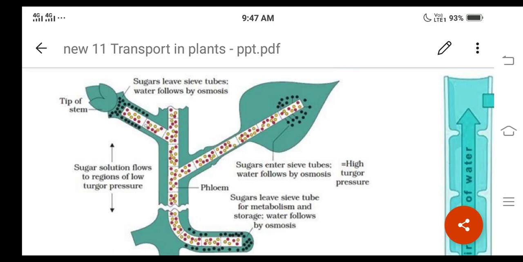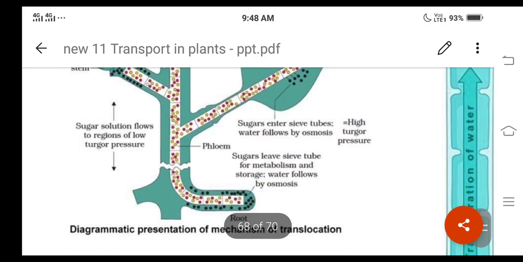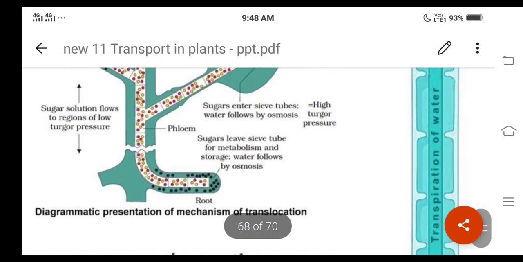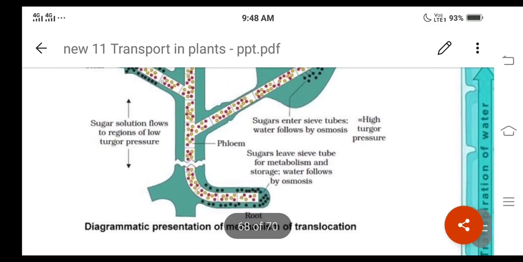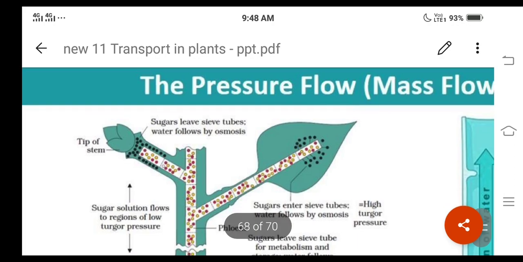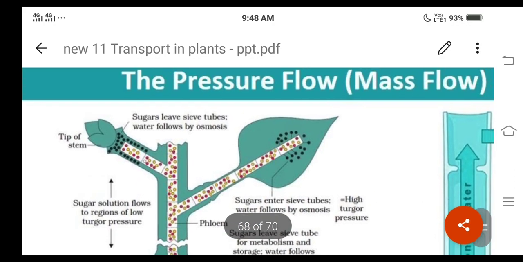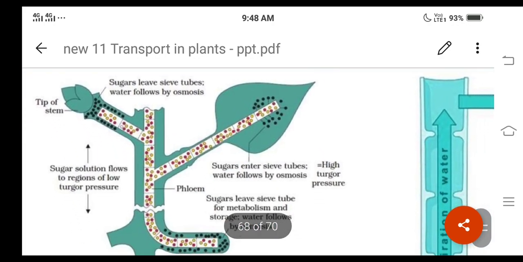And again, sugar solution flows to regions of low turgor pressure, right? Then sugars leave sieve tubes, water follows by osmosis, right? Okay, this diagrammatic representation explains the mechanism of the translocation, right?